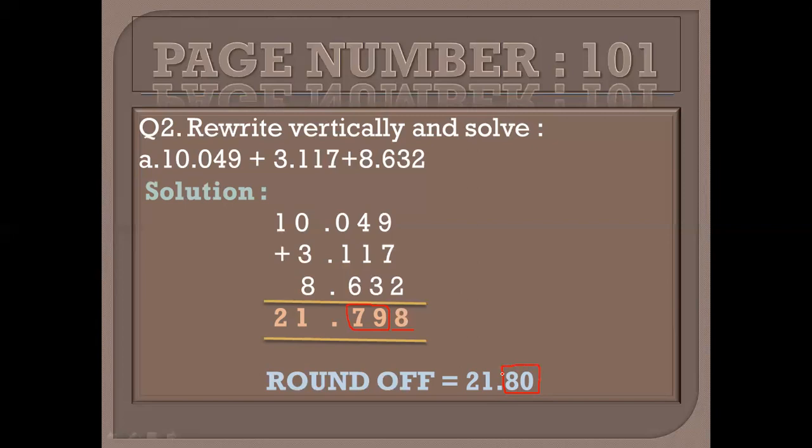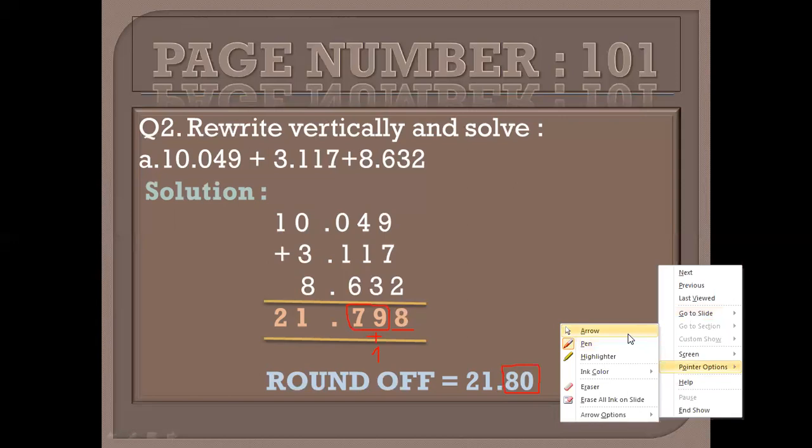8 is on the thousands place and 8 is greater than 5. So the previous number will be increased by 1, and when we add 1 in 79, this will become 80. Our answer is 21.80.